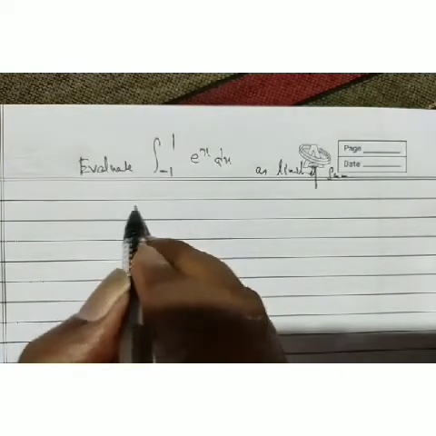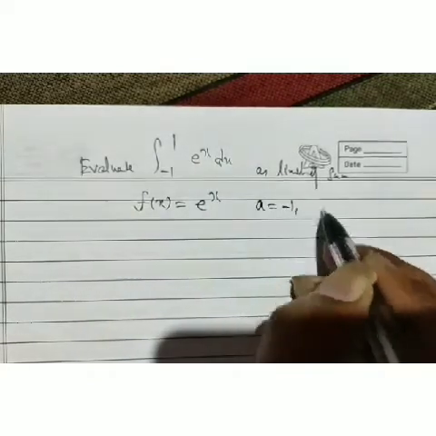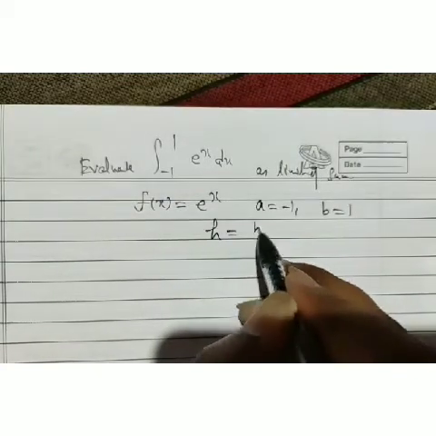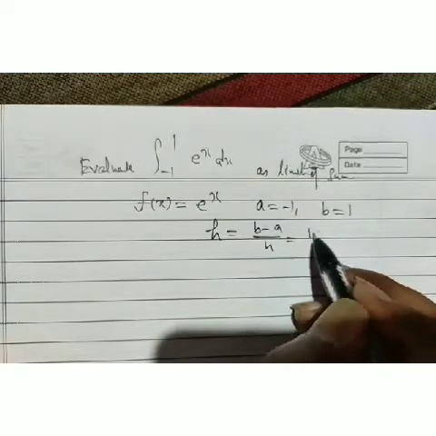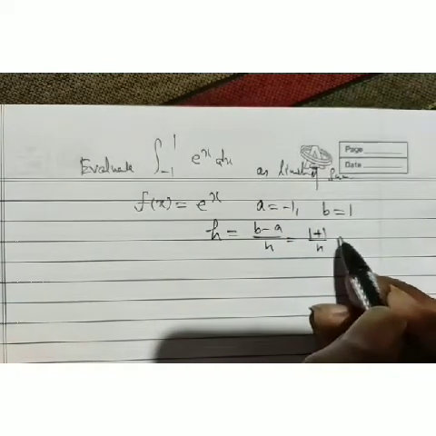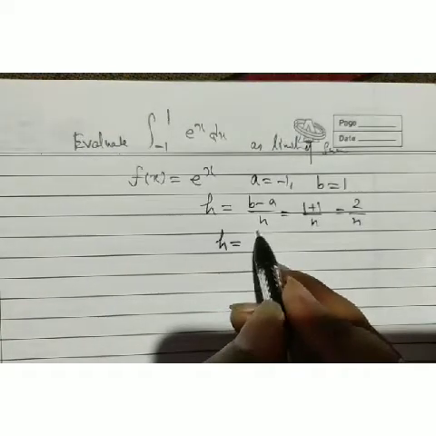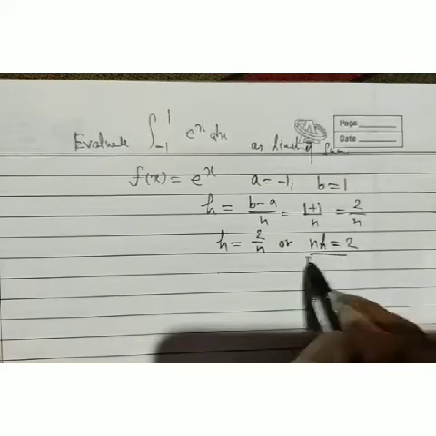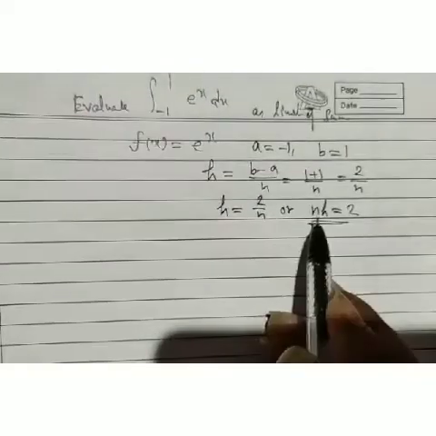We have here f(x) equal to e to the power x. This is our a, this is our b. a is minus 1 and b is 1. Then how do we get h? h is (b minus a) by n, meaning 1 minus minus 1, which is 2 by n. So the value of h is 2 by n, or nh equal to 2.